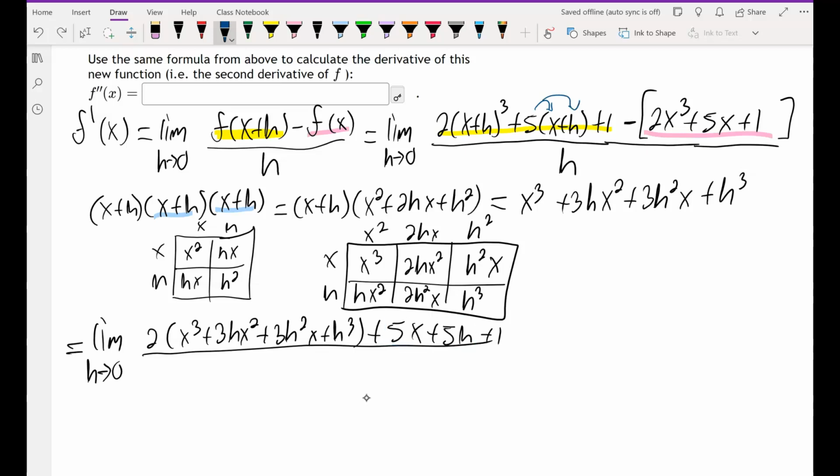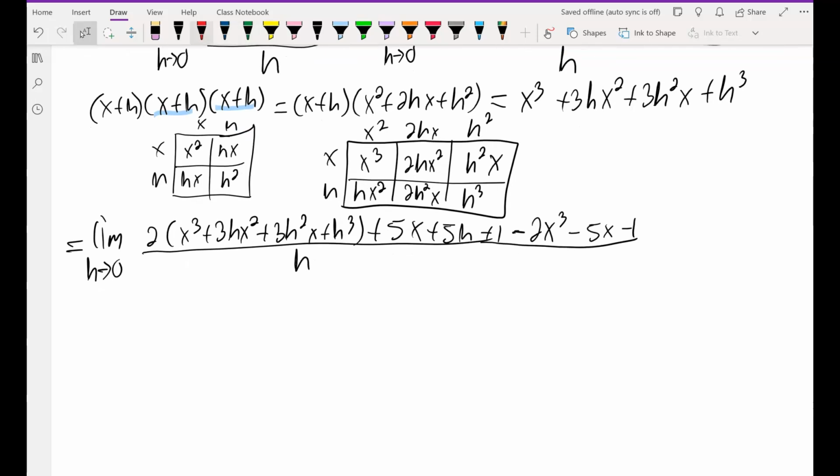Okay, and then we're subtracting 2x cubed plus 5x plus 1. So we just distribute the negative sign. So it'll be 2x cubed minus 5x minus 1. And we're dividing all of this by h.